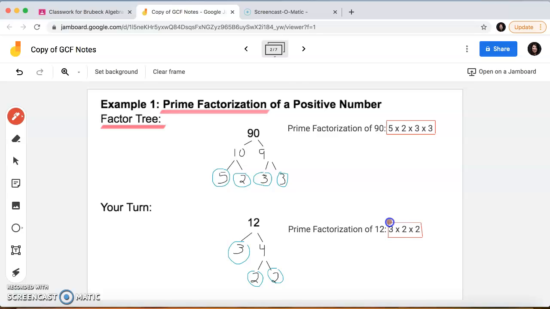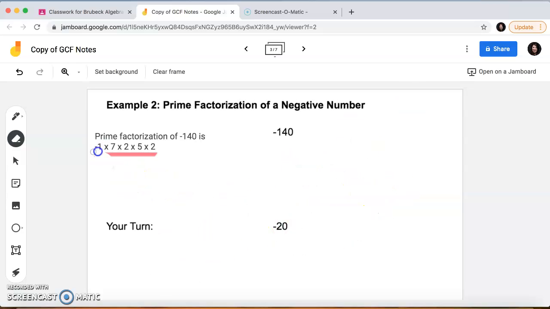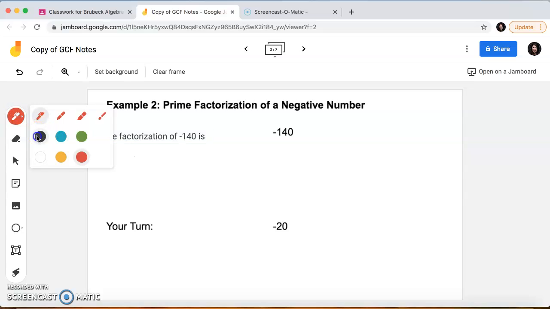I'm going to go ahead and move on to the next slide. Now we have a negative number. For a negative number, what you want to do is pull out the negative 1. So what that is going to look like is I'm going to pull out a negative 1, and I can say that negative 1 times a positive 140 equals negative 140. So you pull out a negative 1, and then you can break down the 140.